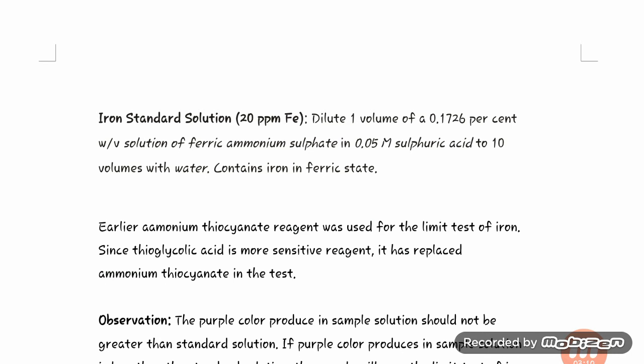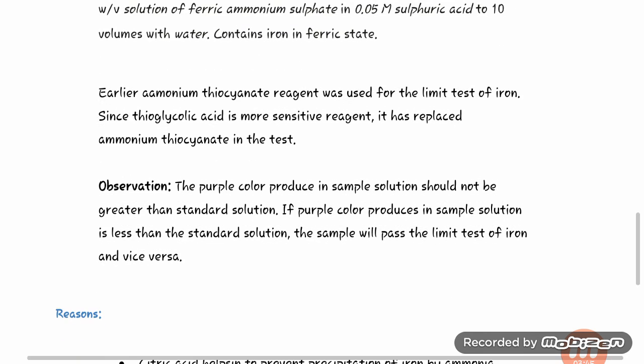So how can we prepare the iron standard solution? Dilute 1 ml of a 0.1726 percent weight by volume solution of ferric ammonium sulfate in 0.05 M sulfuric acid to 10 volumes with water; it contains iron in the ferric state. Earlier, ammonium thiocyanate reagent was used for the limit test of iron, but since thioglycolic acid is a more sensitive reagent, it has replaced ammonium thiocyanate in the test.